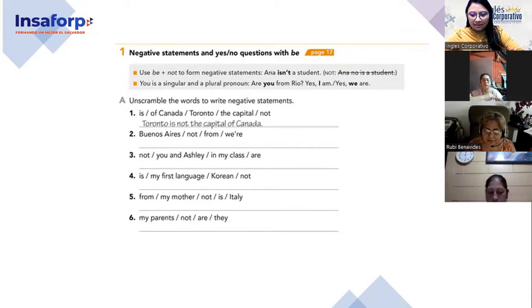How about number two? Who can make the sentence? ¿Quién lo puede poner en orden? Unscramble the words and then give me a negative statement. Okay, go please. We are not from Buenos Aires. How about number three? Ruby, probemos con la tres.